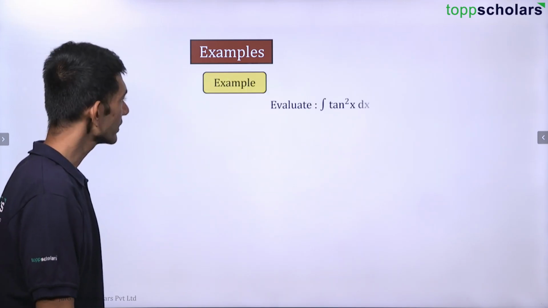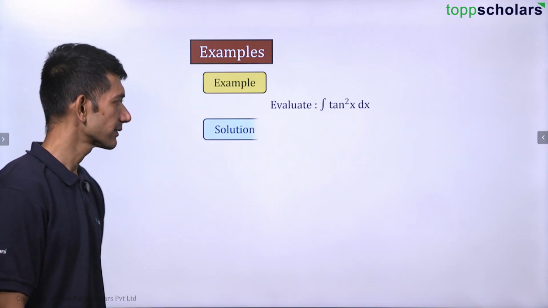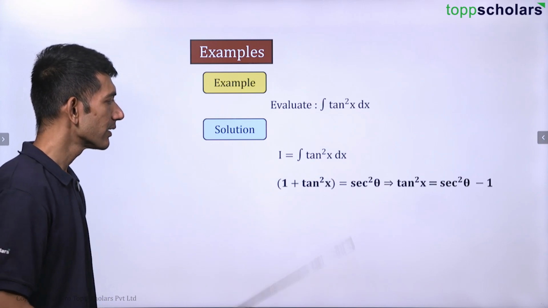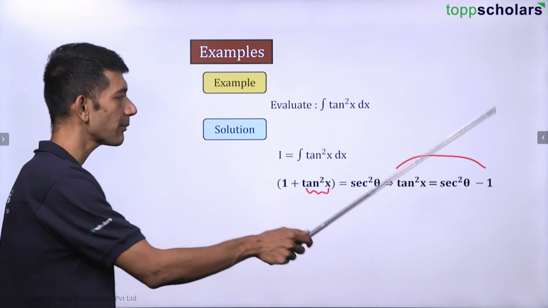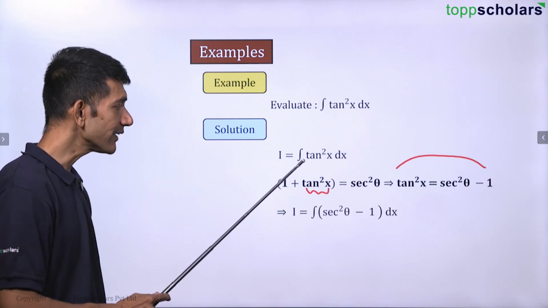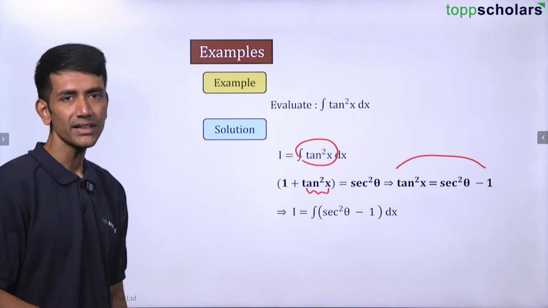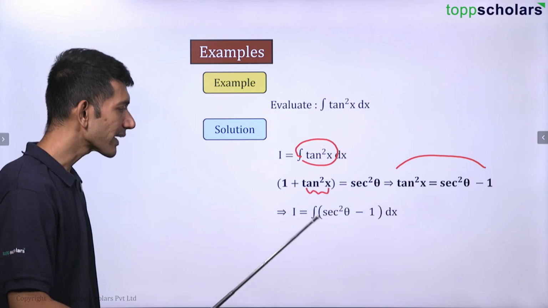The new question says evaluate the integral of tan square x dx. We know that tan square theta is sec square theta minus 1. So tan square x will be sec square x minus 1. We don't have a direct formula or direct integral of tan square x. That is why we need to convert it. Now you can separate it.